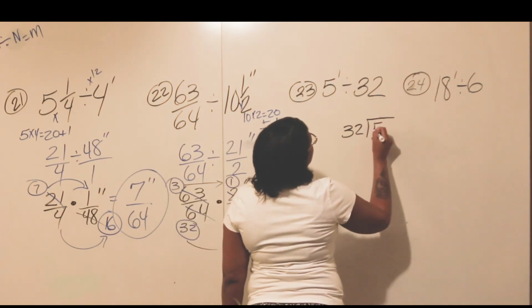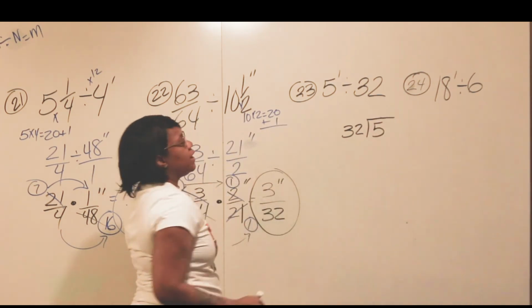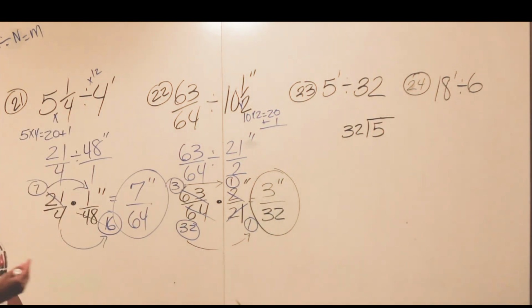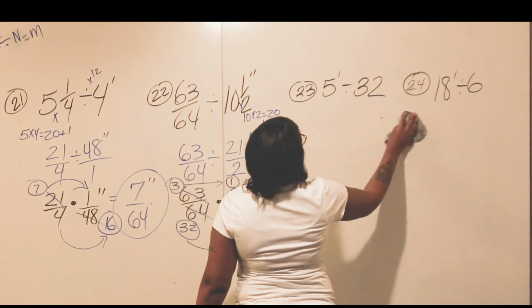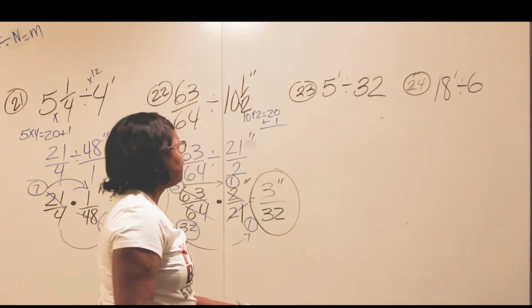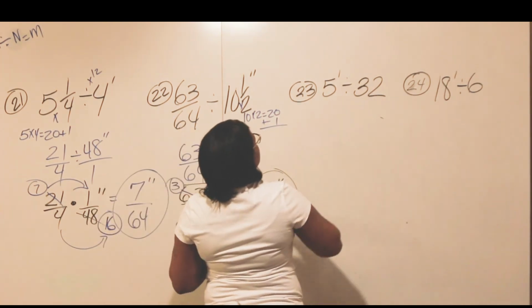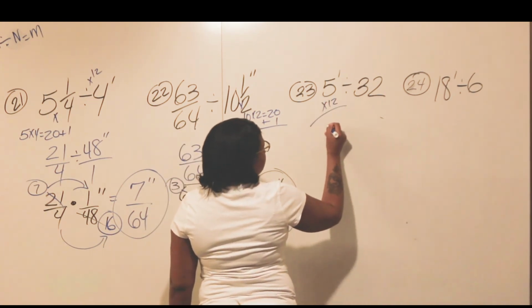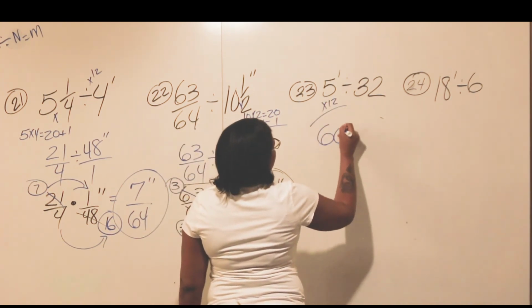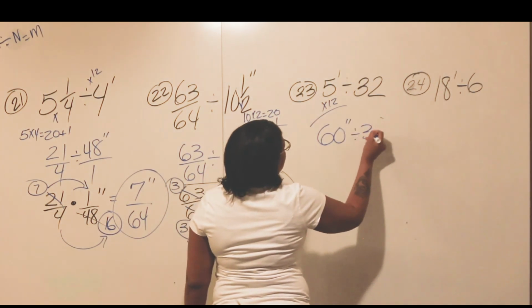Why? Because this says 5 feet divided by 32, but 32 can't go into 5. So we have to convert feet to inches. How do we convert feet to inches? 5 times what? 12. 5 times 12 is 60. Now we got 60 inches divided by 32.